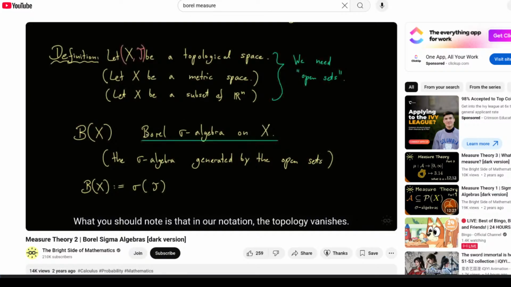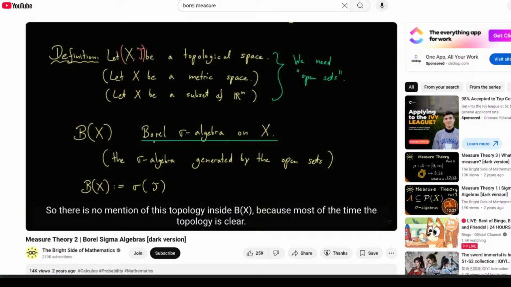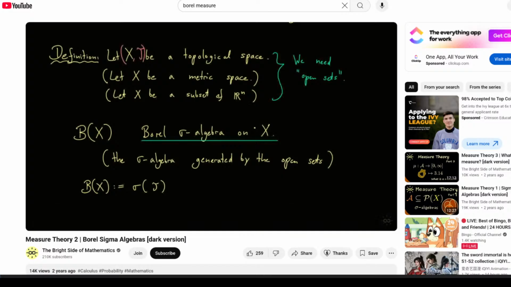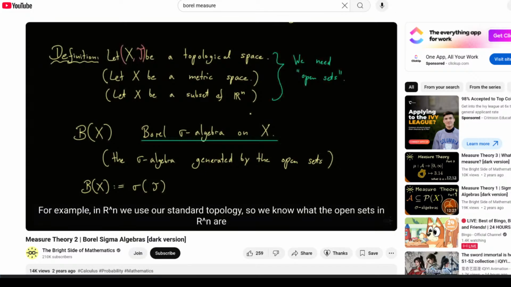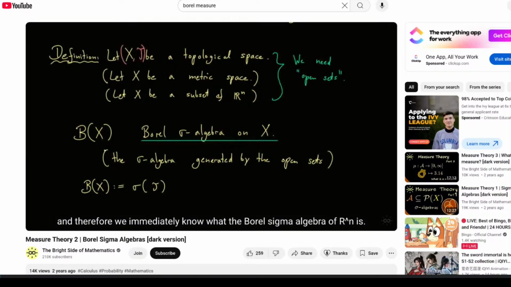What you should note is that in our notation, the topology vanishes, so there's no mention of the topology inside this B of X, because most of the time the topology is clear. It is obvious which topology or metric we use. For example, in Rn we use our standard topology, so we know what the open sets in Rn are, and therefore we immediately know what the Borel sigma algebra of Rn is. Therefore you really should keep in mind that by definition of the Borel sigma algebra, it includes the topological structure, so what open means, into a sigma algebra.